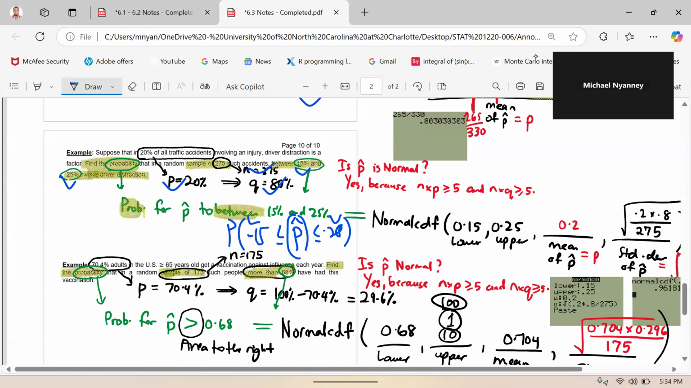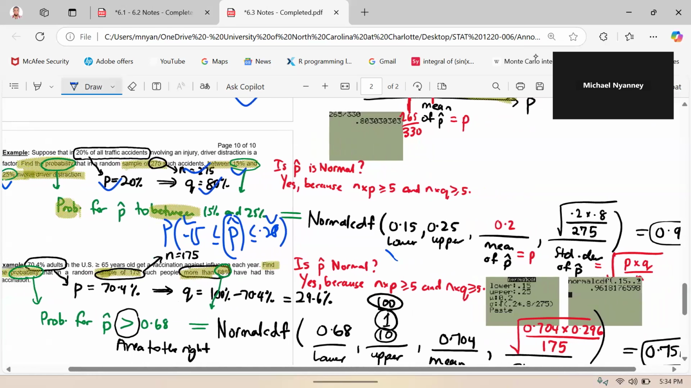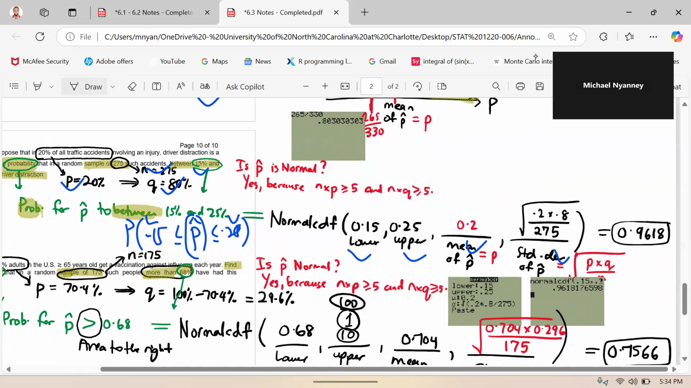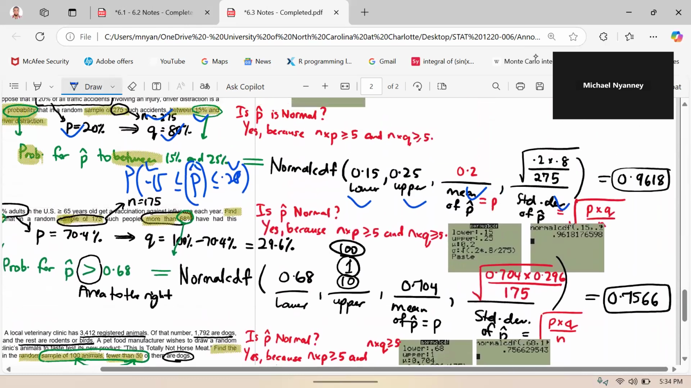Now it's left for you to find the mean. The mean is the same as the population proportion, and for the standard deviation, use the formula. You're good to go. That is what we did, and we had our solution. We have the mean, and calculating, we had our value. Very simple. All right, that is that.